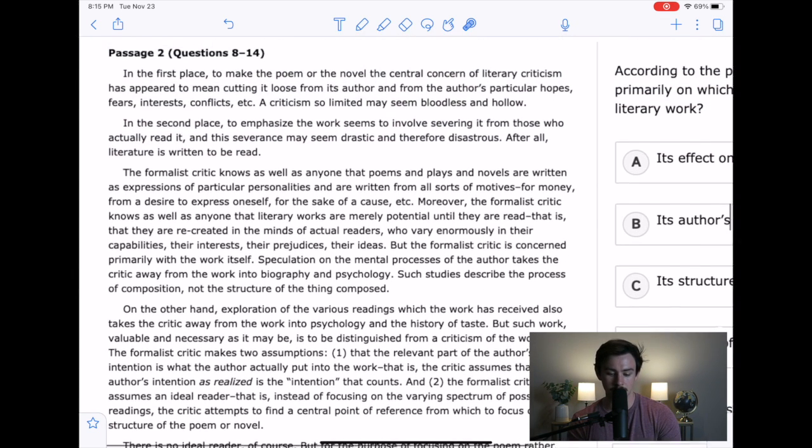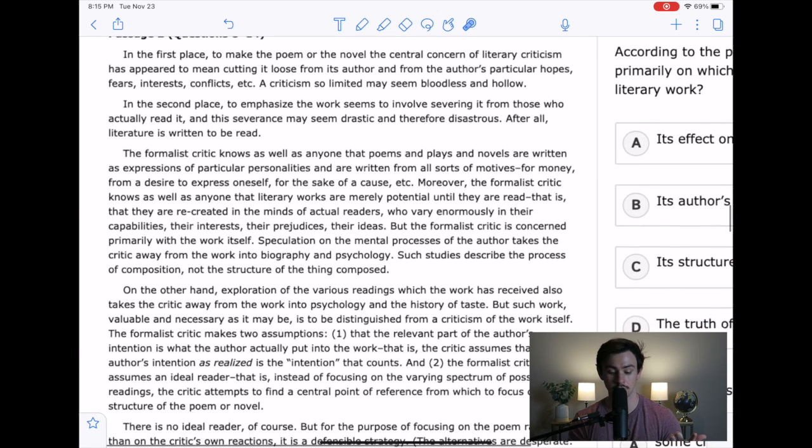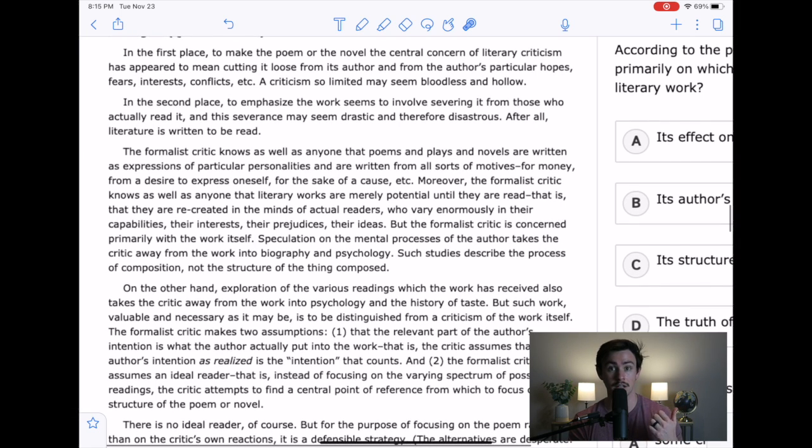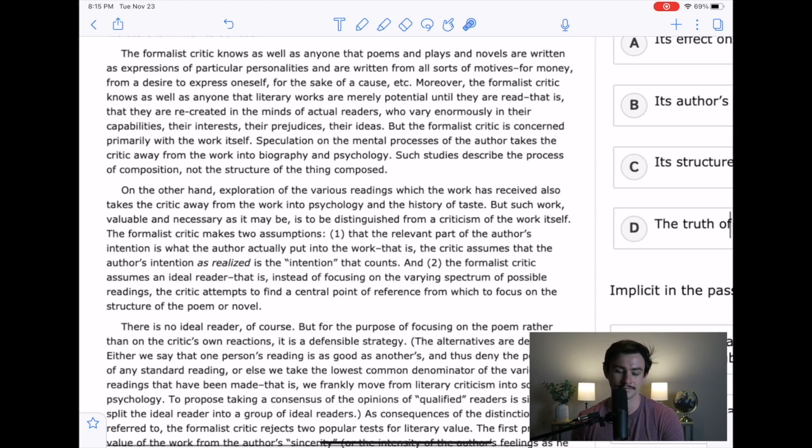So far what I'm looking at is that she wants to take out the author. She wants to take out the reader. And a lot of people would struggle with that. But not her. She's too good. So we keep going. It says, "The Formless Critic knows as well as anyone that poems and plays and novels are written as expressions of particular personalities and are written from all sorts of motives."